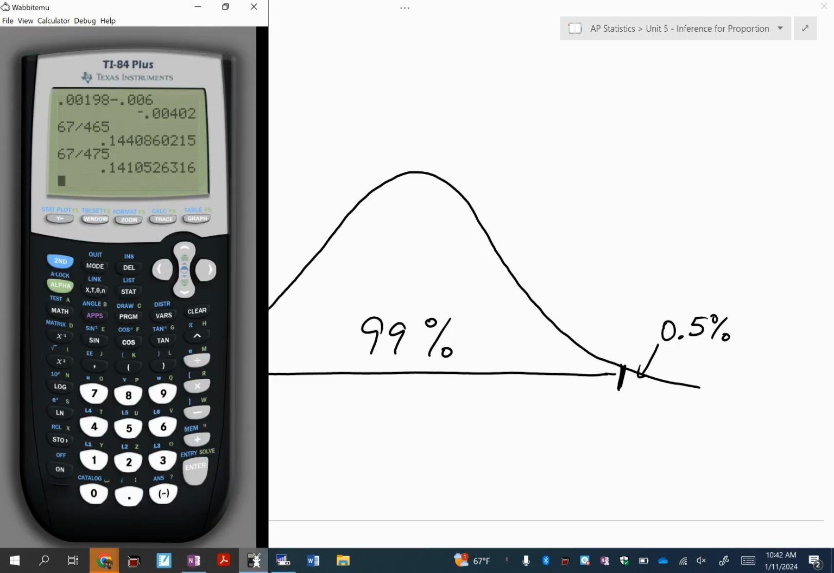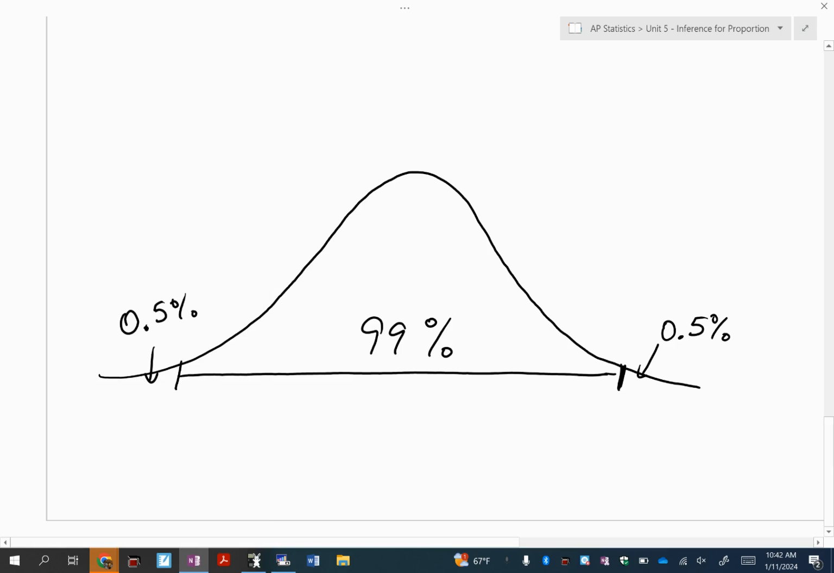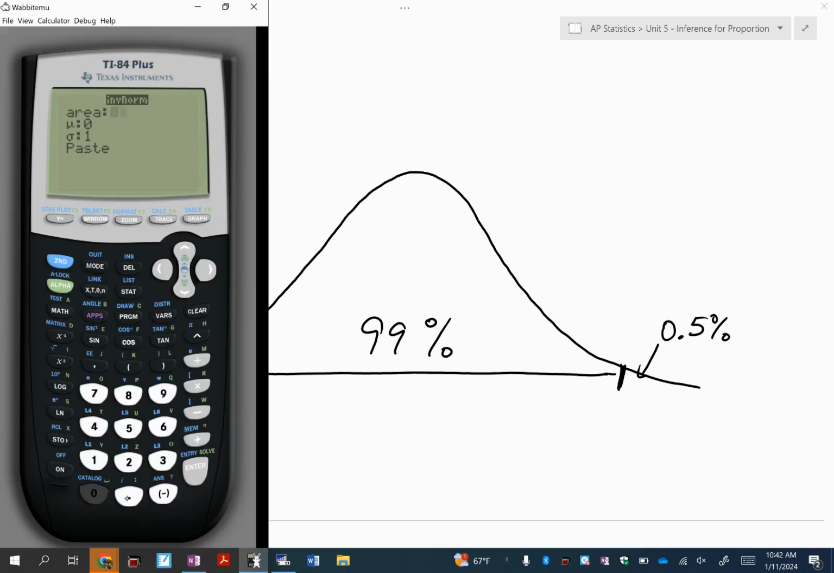So if you have your calculator, hit second vars, then go to inverse norm, which is number 3. Remember, for area, I have two options here. The easiest one, the one I teach students to do, is I'm finding this z-score. What is the area to the left of that? 0.5%. But as a decimal, I would type 0.005. That is 0.5%.